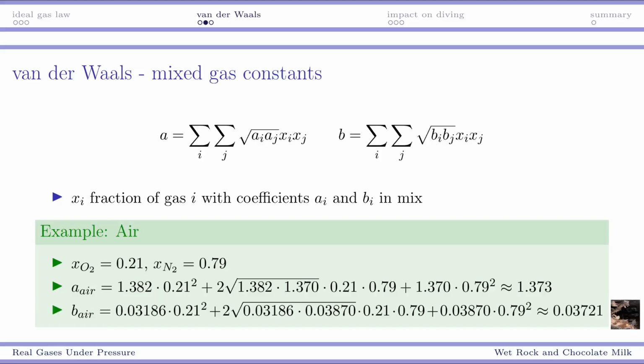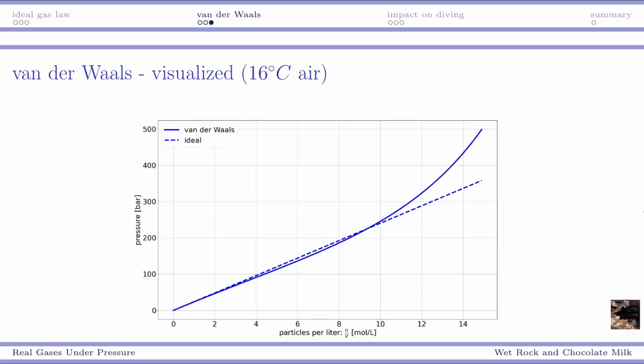So, how much of an effect does this actually have? Well, let's plot the two predictions. Here we have the ideal gas law plotted and van der Waals prediction for the pressure as a function of the gas density. Now I've chosen to have this at 16 degrees Celsius because I think that is a fairly reasonable assumption of some representative temperatures at which we might be diving, but similar things will happen at other temperatures. Now, what do we see?